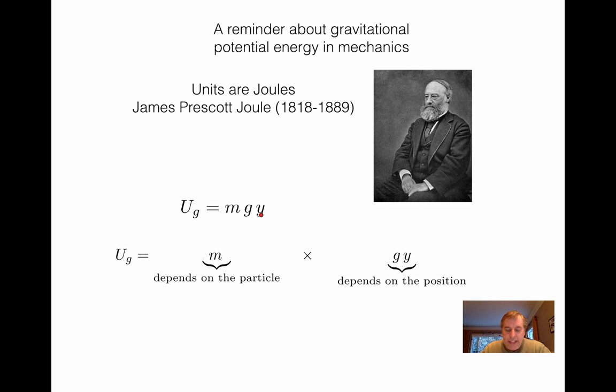Just one quick comment. You see from this equation that U_G is a product of a property that depends on the particle times something that depends on the position of the particle only.